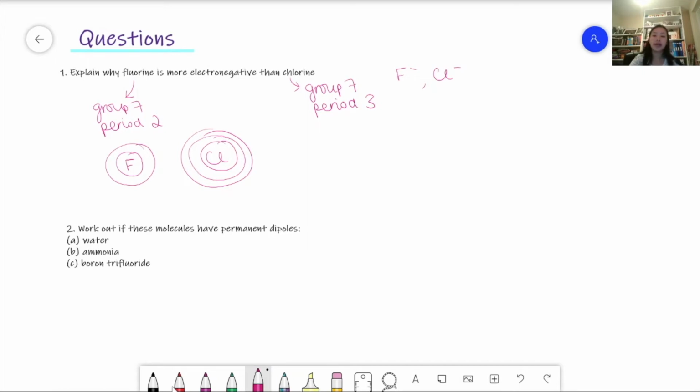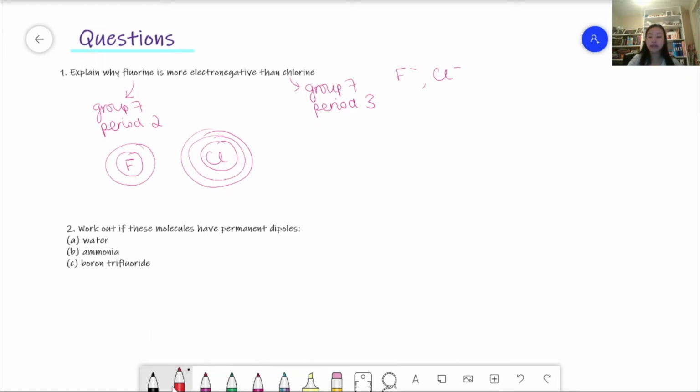For number 2, work out which of these molecules have permanent dipoles: water, ammonia, and boron trifluoride. So in order for molecules to have permanent dipoles, there must be an unequal sharing of electrons throughout the molecule, not just if they have polar bonds. So molecules can have polar bonds, but not be polar as a molecule.